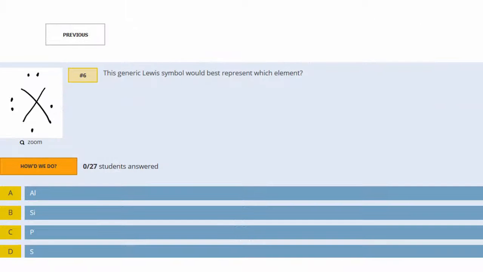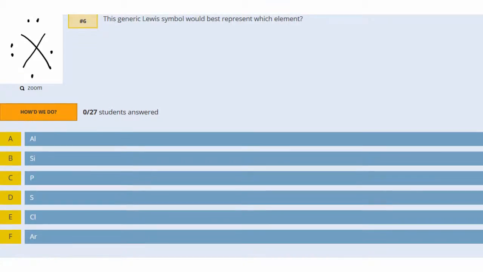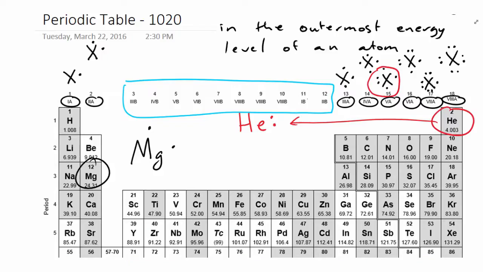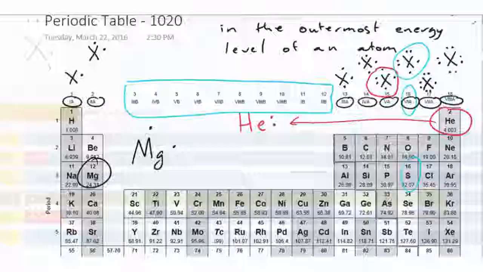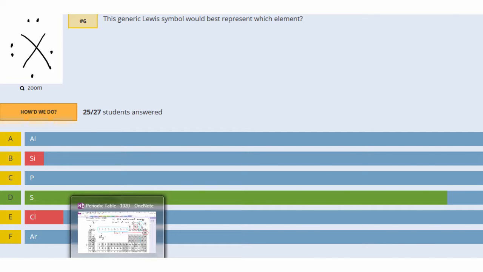Which of these elements here would have a generic Lewis symbol that looks like this? 5, 4, 3, 2, 1. And of course that would be sulfur. That'd be sulfur, because if we go back here, we see that sulfur has 6 valence electrons because it is in group 6A, and this model that we have here does show those 6 valence electrons. All right, that takes care of this stuff here.